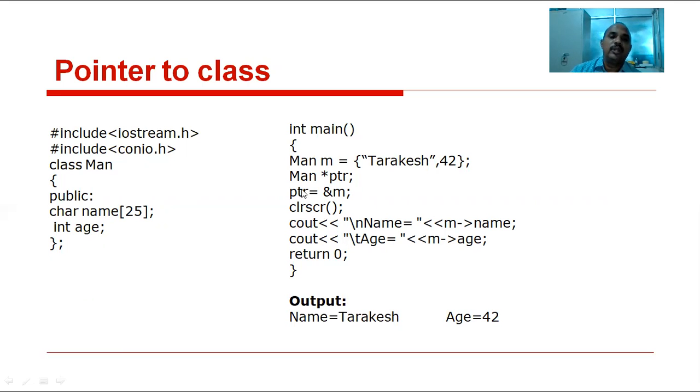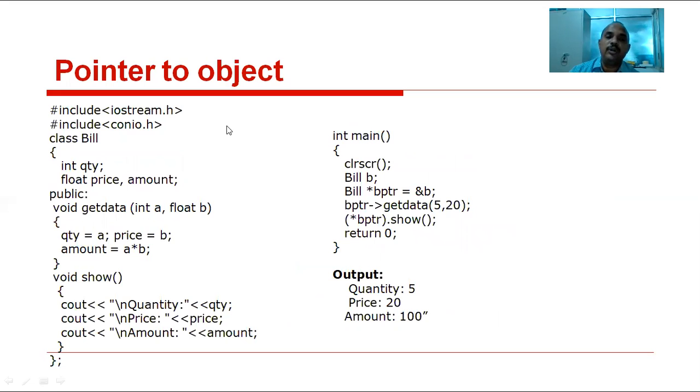Your ptr is a pointer variable defined for the class. Man is the class name, and m is a variable. ptr is a pointer variable, a pointer object, simply your class object. The type is class, and the object name is ptr. That is a pointer variable. Clear, all of you? Then the next one is pointer to object.